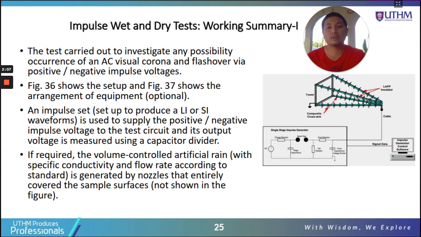And if required, the volume control artificial rain, same thing with specific conductivity and flow rate according to the standard, is generated by nozzles that entirely cover the surface of the sample. When the nozzle sprays that water, the artificial rain must cover the entire surface of the sample.